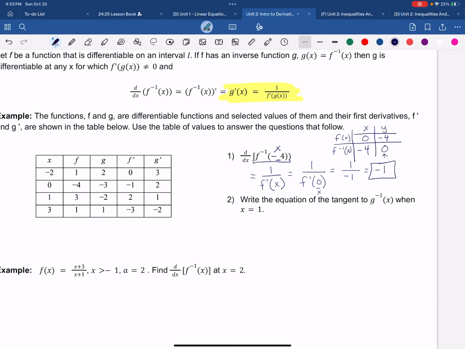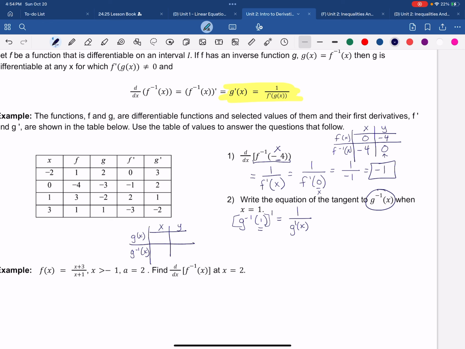All right, let's take a look at another one. It says write the equation of the tangent at g prime of x when x equals 1. So we're finding the derivative of the inverse function at 1. That's going to be equal to 1 over g prime of x, at whatever the output is for this inverse function. So I'm going to make my little table. I have x, I have y, I have g of x, and I have inverse of g of x.